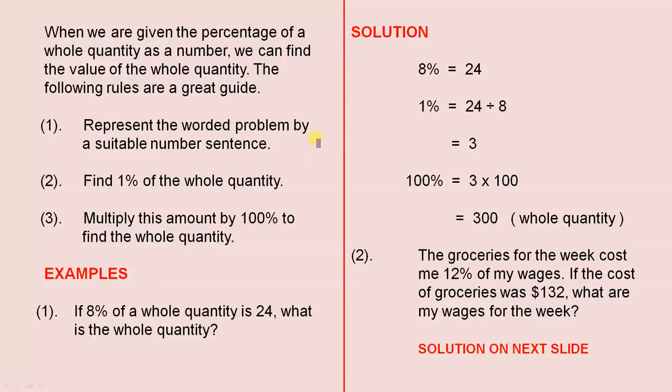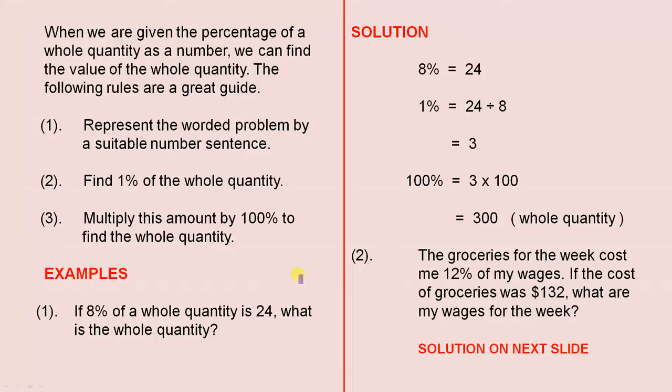Number 1. Represent the worded problem by a suitable number sentence. Number 2. Find 1% of the whole quantity. And number 3, multiply this amount by 100% to find the whole quantity. So let's see how we apply these three rules by looking at some examples.